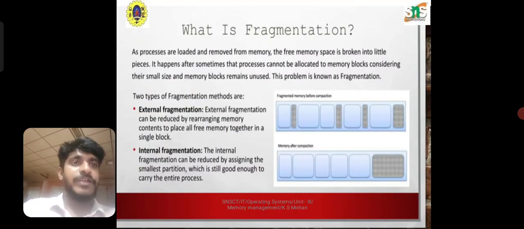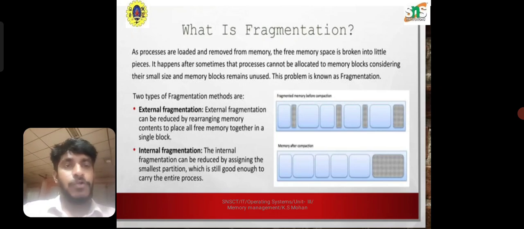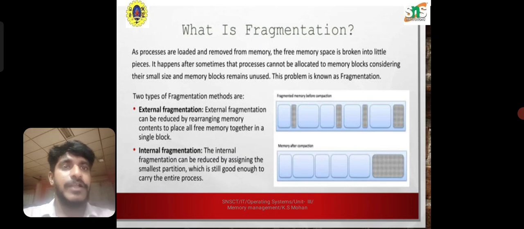In this video we have discussed fragmentation. I hope you all understand the storage management concepts of fragmentation, paging, and so on.